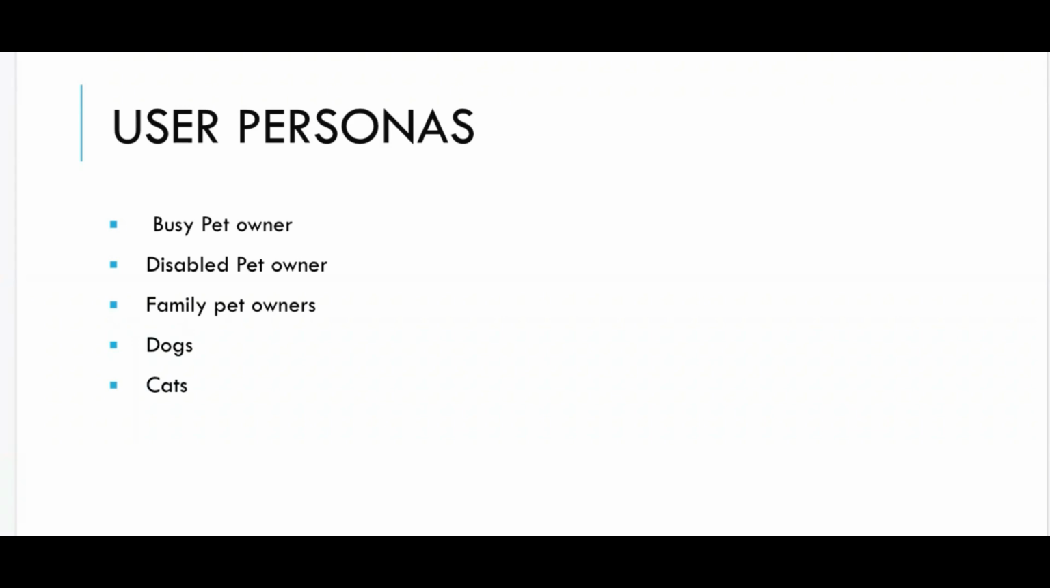So we've identified user personas, which are the ideal users that we actually want to target. And that would be the busy pet owner, the disabled pet owner, the family pet owners, dogs and cats. So dogs and cats would be our ideal pets that we're targeting, and they are also personas, even though it's not a person. A persona is a fictitious person that embodies all the demography and characteristics of the ideal person that you're targeting. So you want to build this app, and this physical product as well, for these personas.